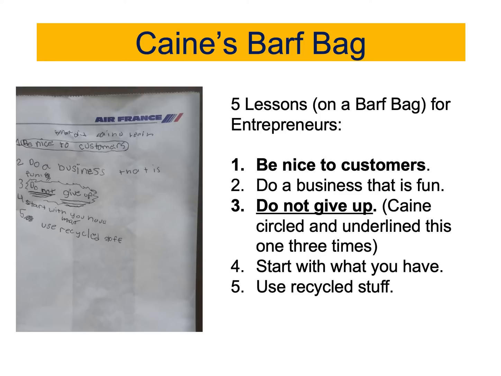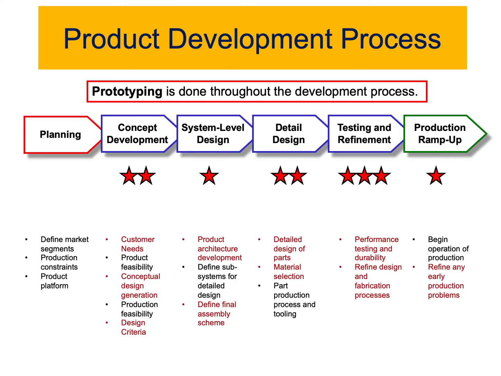So let's dig in and see what prototyping is and how we're going to use it in relation to our products that we are developing in this class. So if you remember, this is the product development process. So we start from planning, concept development, system level design, detailed design, testing and refinement, and then production ramp up. And prototyping is something that is done along the entire process. And it's very important to understand that.